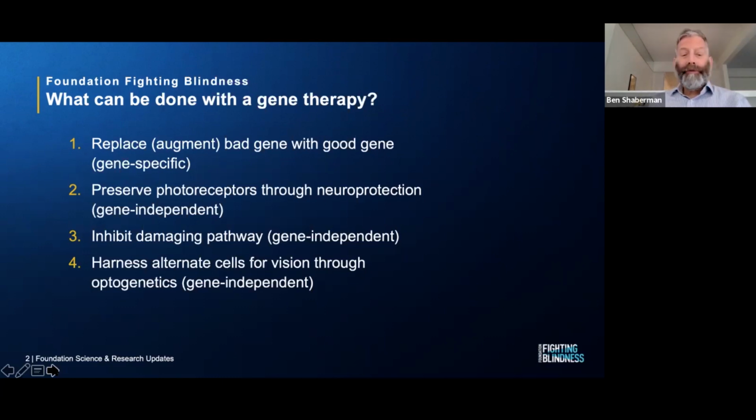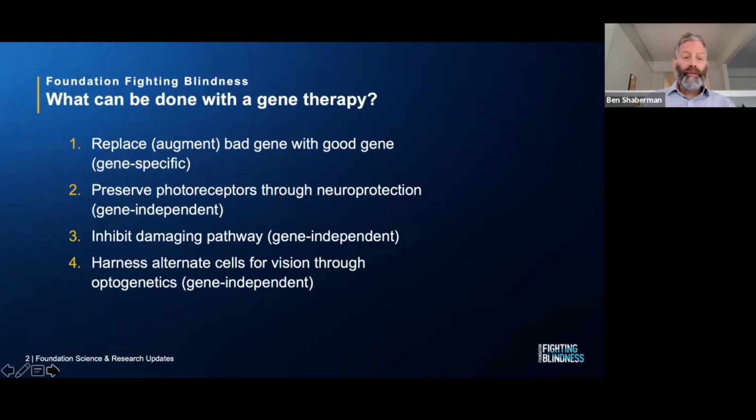And then the fourth approach we'll discuss is called optogenetics, and that's a pretty exciting, albeit new approach where hopefully we can restore vision to people who have lost all their rods and cones, all their photoreceptors, regardless of the mutated gene that's causing their disease. And we do this by harnessing other cells in the retina for vision.